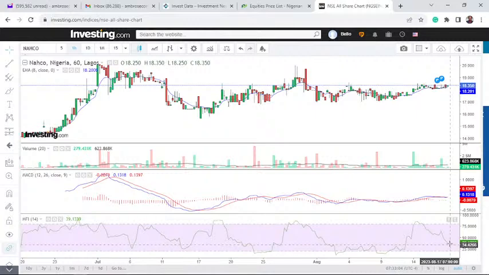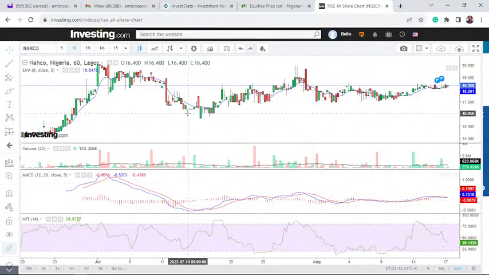Yes, but money flow is still looking down. That means funds, demand and supply, we need to look at what is happening. I see that the chart is looking good, but that's why it's a mixed chart. But I tell you, the stock is not doing badly at all.